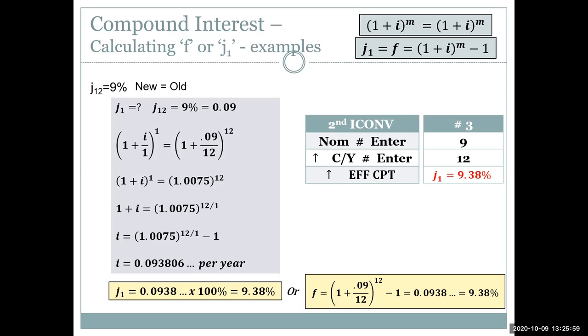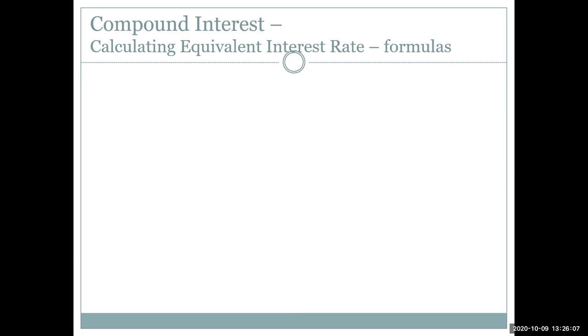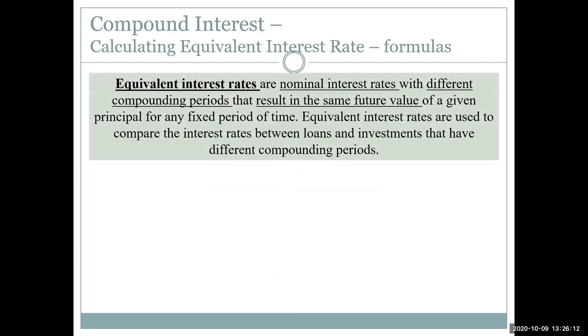Now, it's important to be able to convert different rates to effective rates, but then also sometimes what we're going to do or want to do is to calculate what we call equivalent interest rates. Okay. So equivalent interest rates are just going to be those nominal rates again, the J, but they're going to have different compounding periods. So instead of a J1, now we're going to have a J2 or a J4 or a J12. Okay. So we want to know what's the equivalent, say, to a J2 of 5%. What's the equivalent rate as a J4? Okay. We want to know it in that period, in that notation.